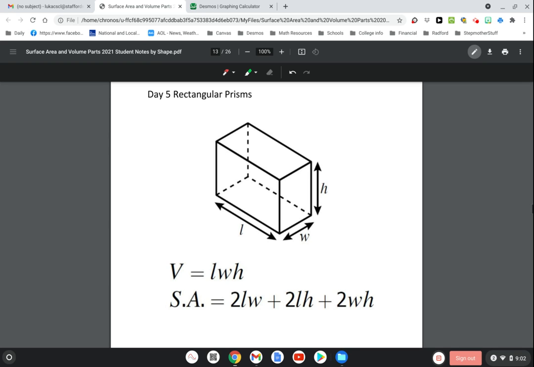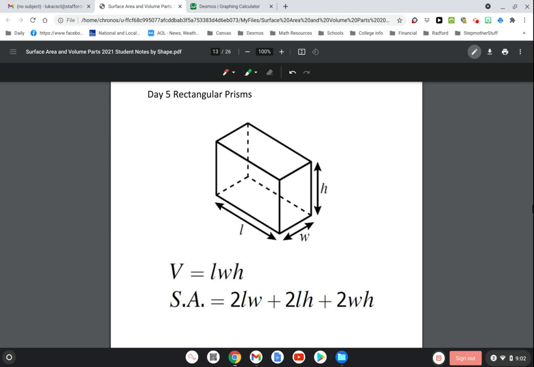Welcome to day 5. Today we're talking about the rectangular prism. The rectangular prism is the geometric word for a box that is in the shape of a rectangle, or it could be a box that is in the shape of a square. It's got a length, it's got a width, and it's got a height.